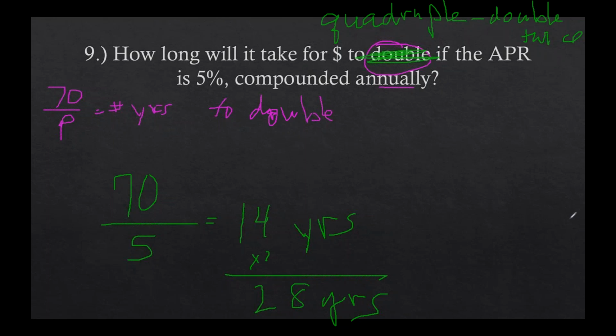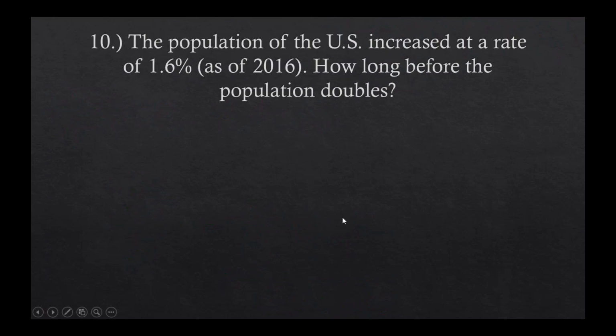Okay, one more problem. I'll have you guys try this, and then we'll call it a day. The population of the U.S. increased at a rate of 1.6%. This was as of 2016 when I made this PowerPoint. How long before the population doubles? Let's go ahead and round to the nearest year, please.